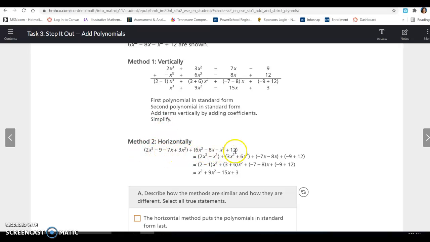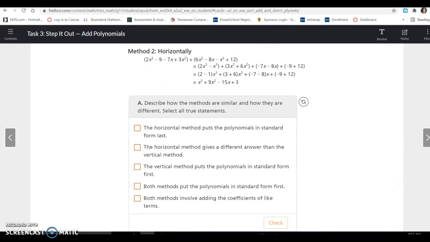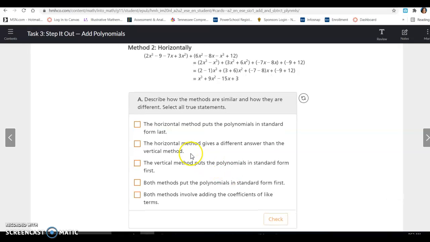All right, method 2, horizontally. They're going to regroup using commutative and associative properties, so they're going to regroup and put like terms together. Then they're going to use distributive property to factor out the variable with the exponent, and then do the same thing as above. So 2 minus 1 is 1x cubed, 3 plus 6 is 9x squared, negative 7 minus 8 is negative 15, and negative 9 plus 12 is 3. The last thing they do is put it in standard form. Okay, so those are two methods that you can use.